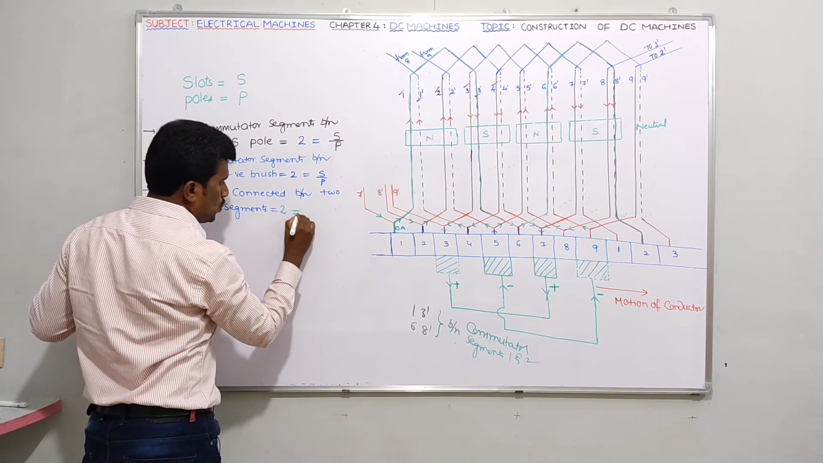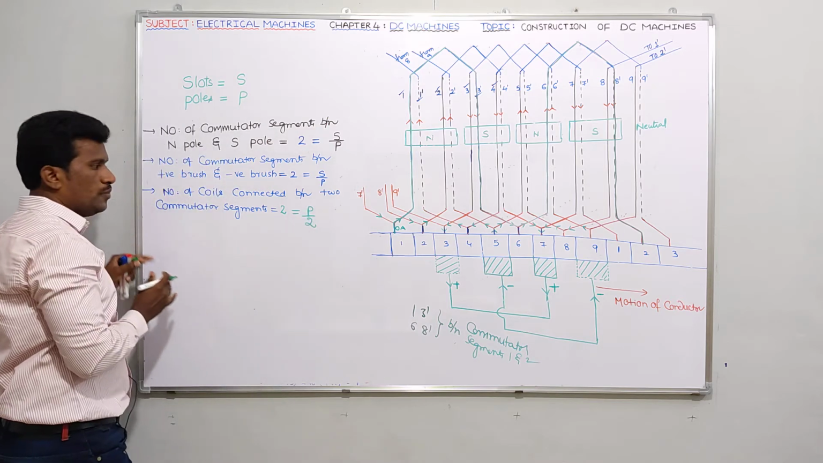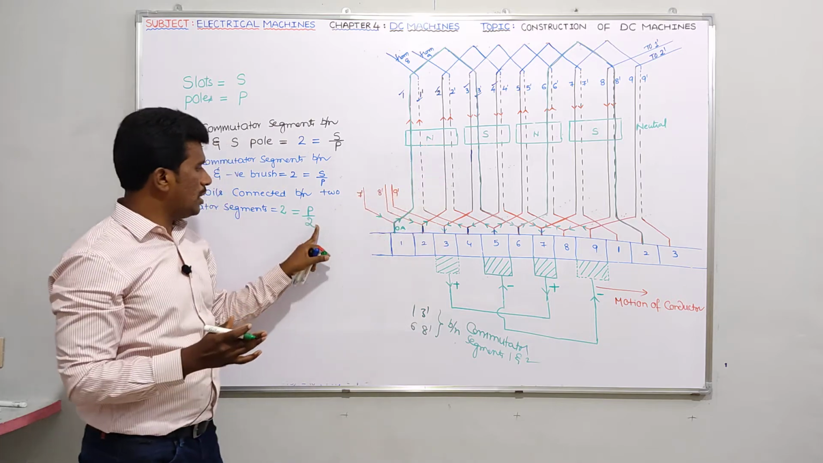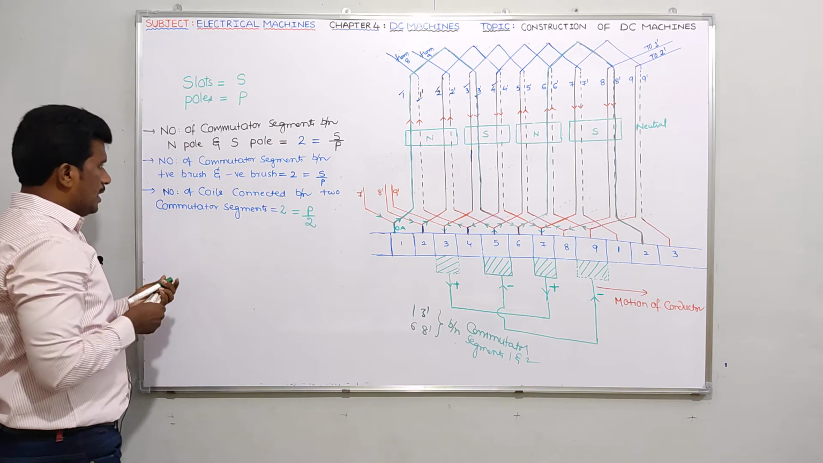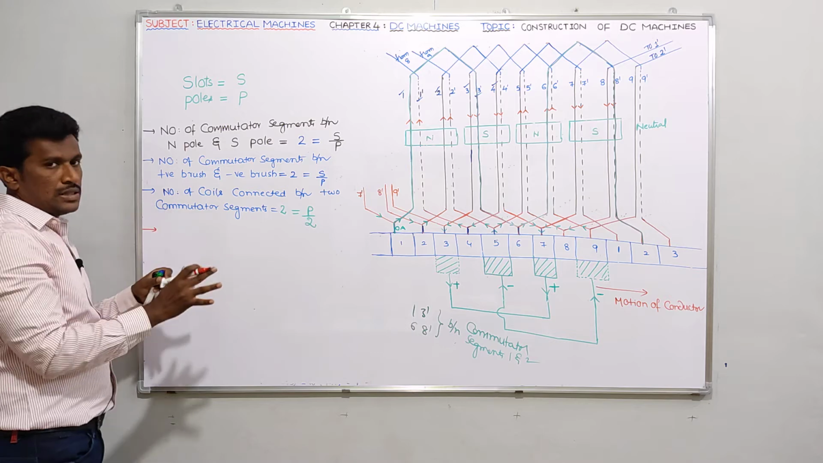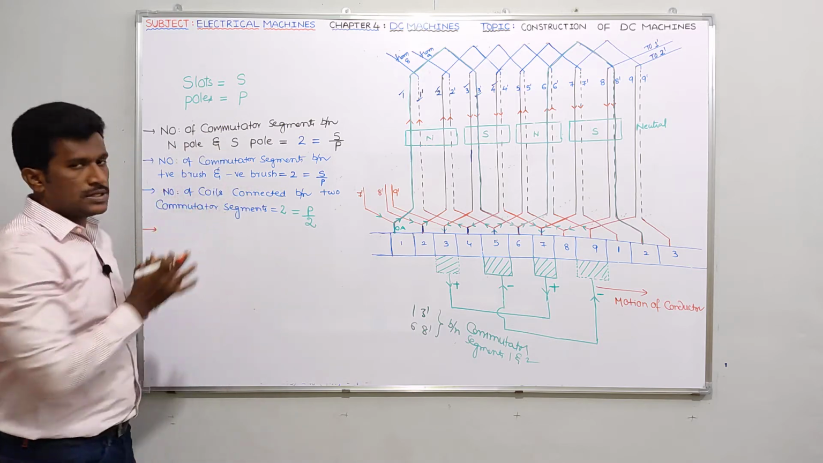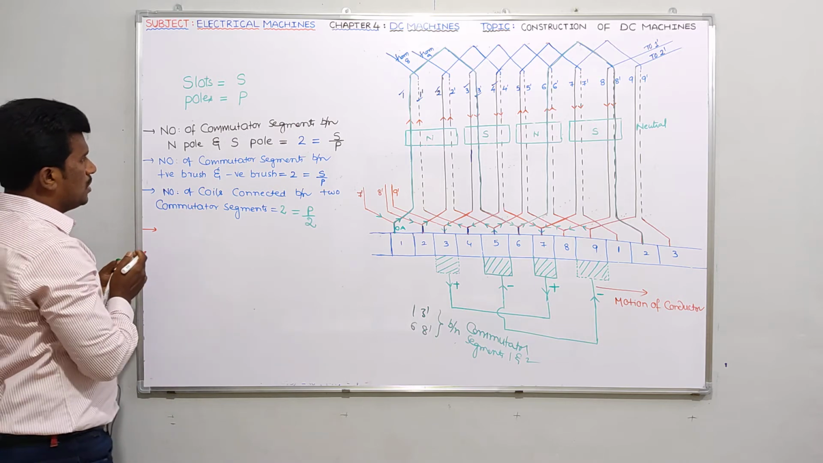So can I write this 2 as P by 2, guys? Can I write this 2 as P by 2? Because what is the number of poles in this question? 4. 4 by 2 you are getting 2 only, no? So now I am deciding how many number of parallel paths are there for this wave winding. For deciding number of parallel paths only, we are discussing all those things. Is it clear, guys? Now please tell me. I am asking a very simple question now.